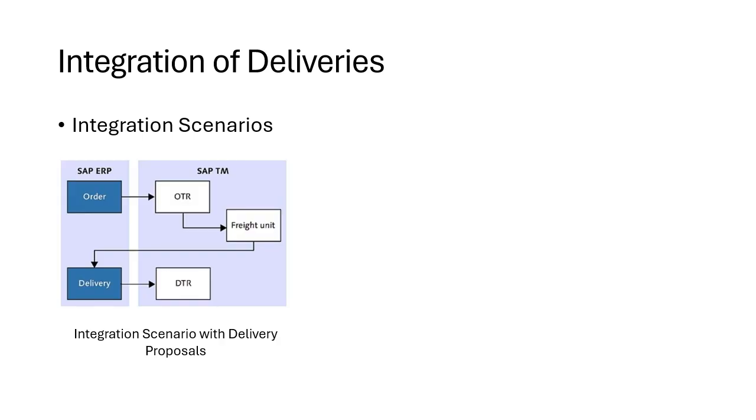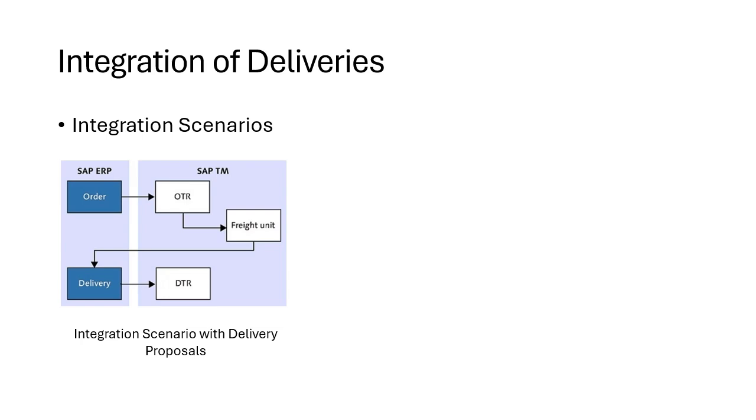So the integration of SAP ERP deliveries in SAP TM allows delivery-based transportation requests to be created, like OTRs or DTRs, which also act as triggers for creating freight units in SAP TM. So the delivery-based transportation request captures key information about the deliveries and facilitates the planning and execution of transportation activities. And the integration scenario, so let me tell you about that.